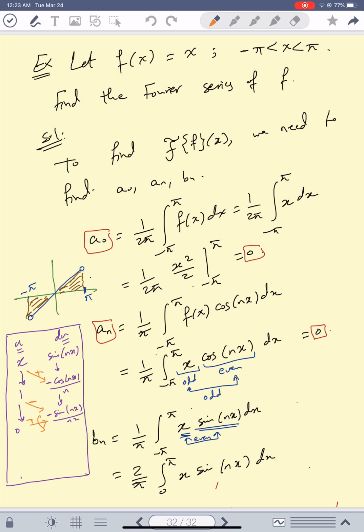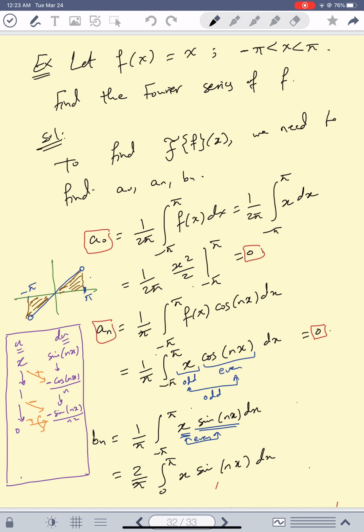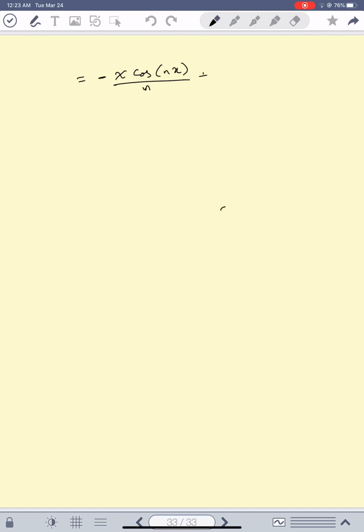So what does this mean? This means you multiply the first orange arrow, it will be negative x cosine nx over n. The next term will be plus sine nx over n squared. Of course, these limits are from 0 to pi, and don't forget that you have a 2 outside, right? This is your integral, 2 over pi, sorry.